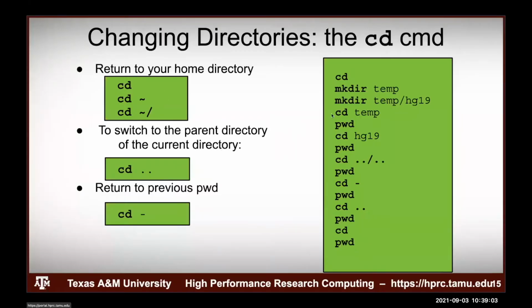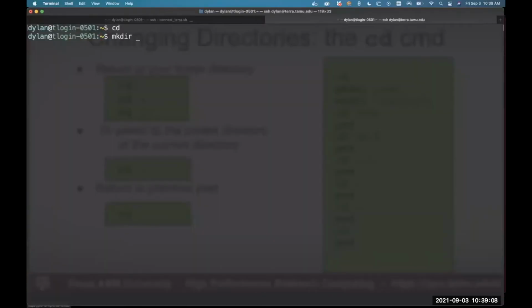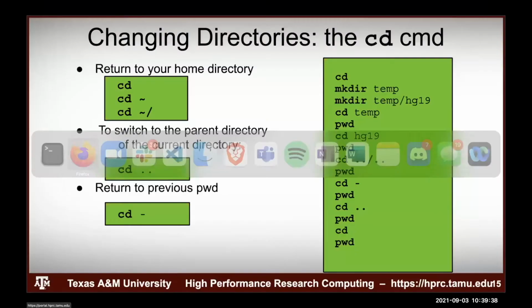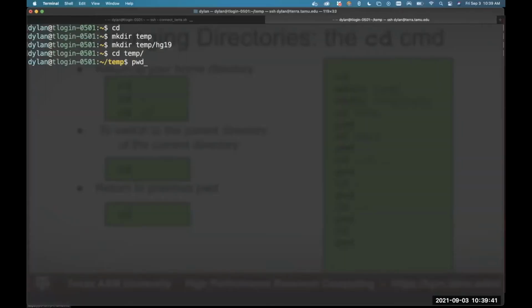So from here, we're going to run these commands. So we're going to say mkdir, what's it called? Temp. So that makes a directory called temp. And then we're going to do mkdir again and say temp/hg19. So this is saying make a directory inside of the temp directory and name it hg19. And then we're going to say cd temp. And now pwd.